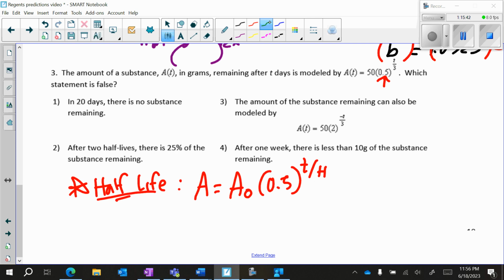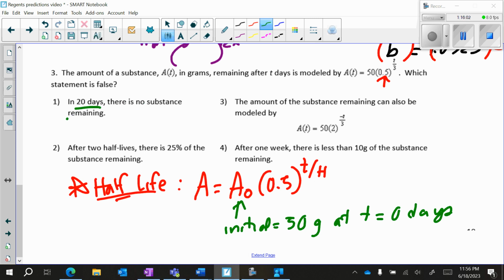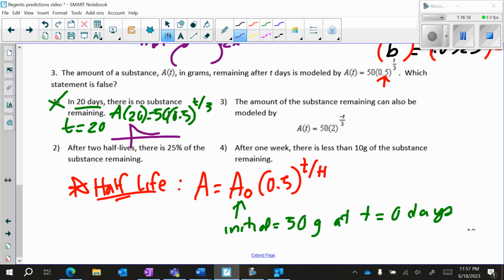So it says which of the following is false. Okay, so again, it's annoying because you have to read all the choices. First thing is the initial amount would go here, which is 50 grams, and that would be at time t equals 0 days. So this says in 20 days, there's no substance remaining. If you plugged in t equals 20, will you get 0? The answer is no. You're actually never going to get 0, because if something's halving on itself over and over again, it's never going to really reach 0. It's just going to be very, very tiny, but not 0.